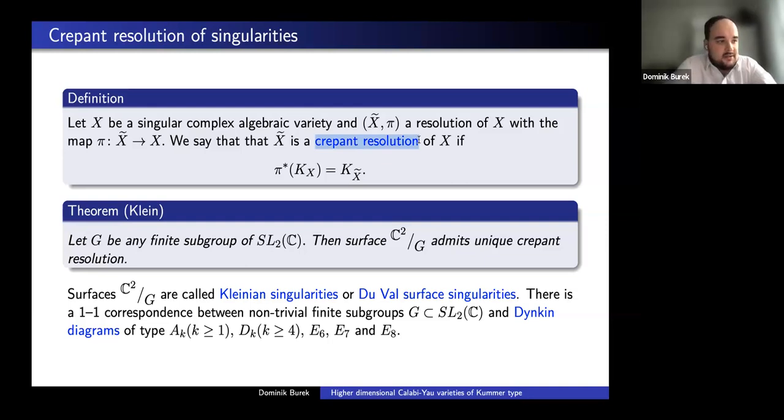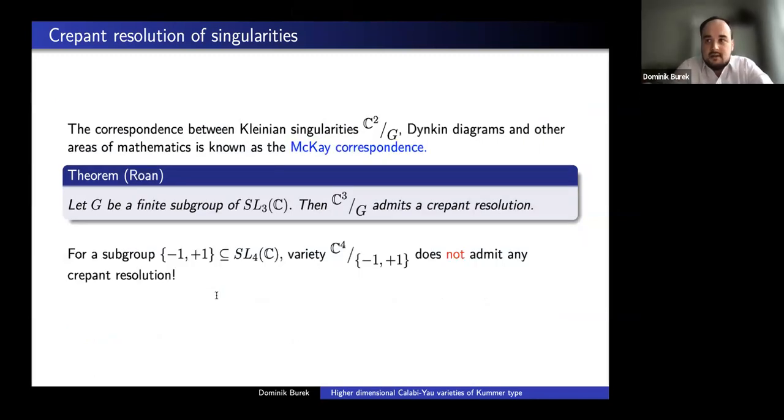If we take quotient singularities, quotient meaning Cn over G, then in dimension two everything works very well. It is due to Klein. It's a very classical result. It can be found in many places in the literature. These surfaces are known as Kleinian singularities, Du Val surface singularities, and they are connected with many other things, including Dynkin diagrams, some elements of representation theory, and many more. All these things are joined by the slogan McKay correspondence, and it's really a beautiful part of the theory. In third dimension, we have a result due to Roan.